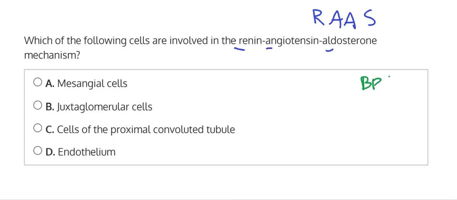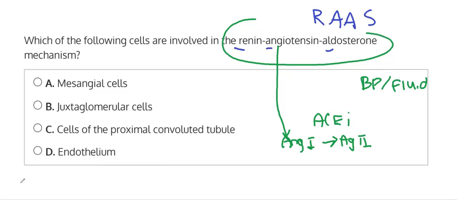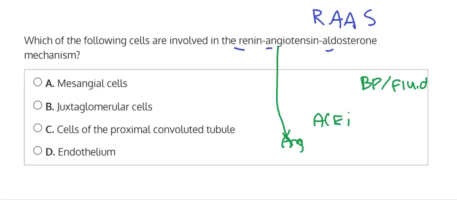So BP/fluid. And as an aside, something that you might be familiar with just from hearing about it that could tell you a lot about the RAAS system, you may have heard about a medication known as an ACE inhibitor. ACE inhibitor means that you're preventing ACE, which is that conversion from angiotensin 1 to Ang2, and by doing so, you are blocking this whole system, and therefore you are reducing blood pressure. So this is a medication used to control blood pressure. Just a helpful tidbit to help you remember what the RAAS system is.